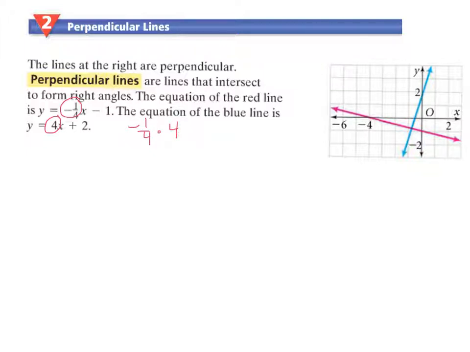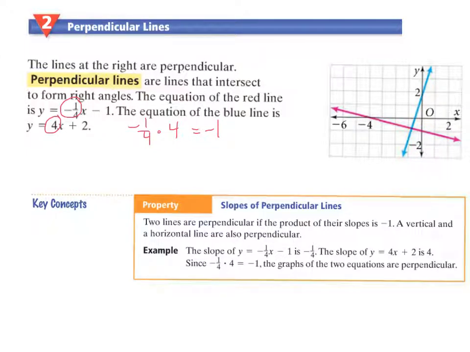If you find the product of your slopes, it will always give you negative 1. So your key concept is as follows: the slopes of perpendicular lines. Two lines are perpendicular if the product of their slopes is negative 1.